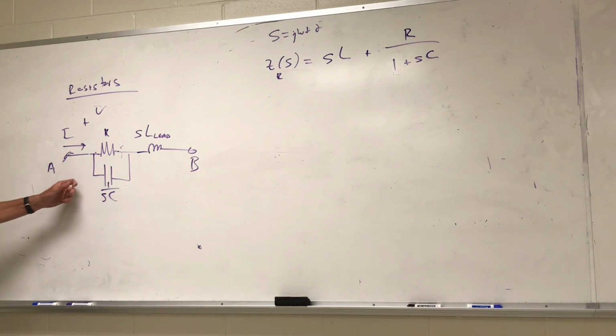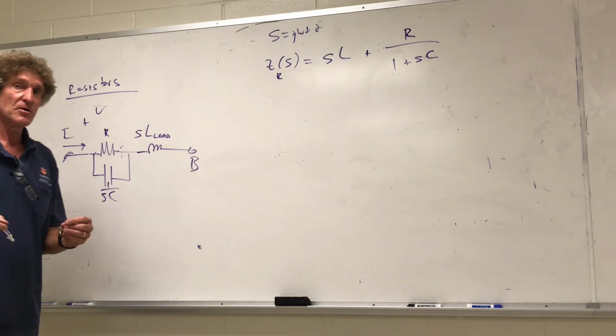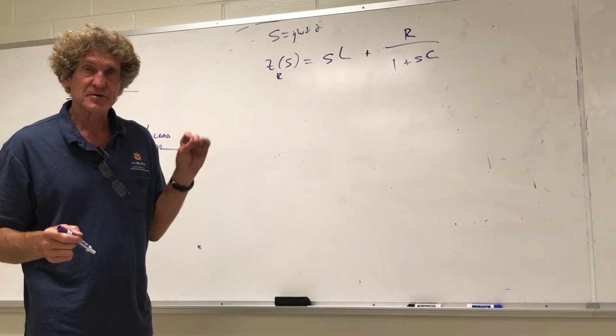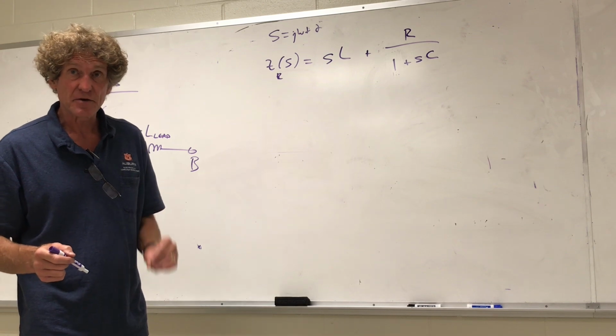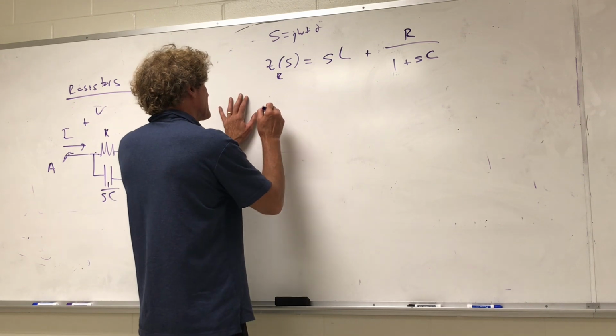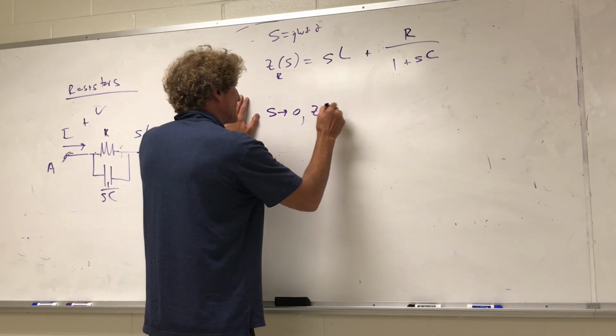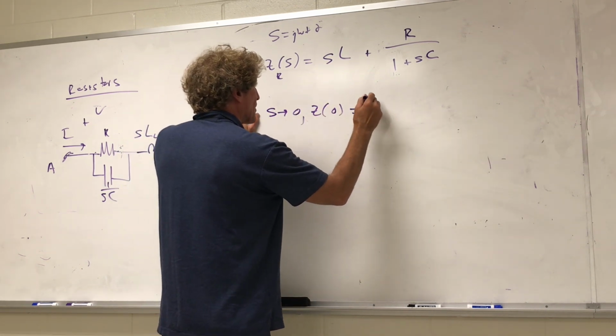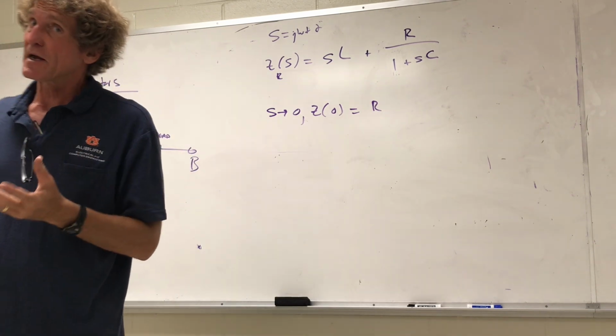This is the model everybody uses. It's a single inductance and it's associated with the lead. So a check on all these models is if S goes to 0, if the frequency goes to 0, it better look like just the element you're trying to model. So if S goes to 0, Z of 0 here is simply R. That checks the box. It looks like what it should.